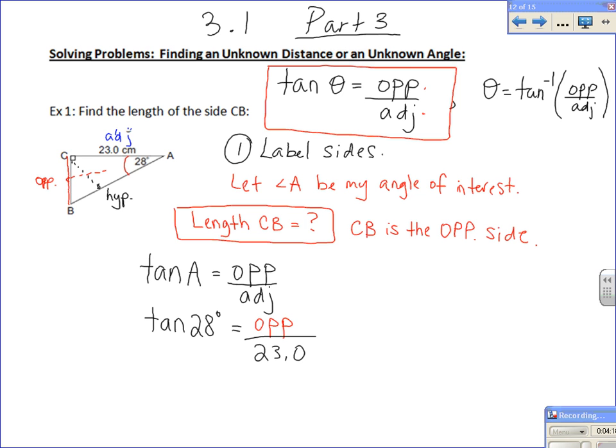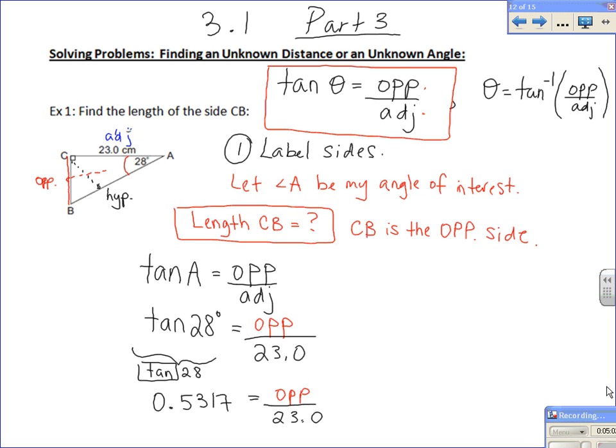So what I need to do here is rearrange this equation. Before you do that, you could compute in your calculator what is the tan of 28. We press the tan button in our calculator, and then we type in 28 for the angle, and let's see, what do we get? I get 0.5317. So 0.5317 is equal to the opposite over 23.